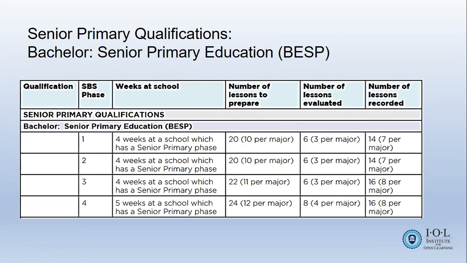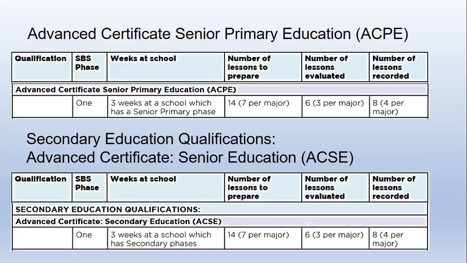This is now the Bachelor Senior Primary Education, and for you, 4 weeks, we have 20 lessons, 10 per major. 6 have to be recorded, and the other 14 you can present, 7 per major, but you just record it. It's not being evaluated. We have the Advanced Certificate Senior Primary Education the same, and then the other one, the Advanced Certificate, the AC. So we have the ACPE and we have the ACSE.